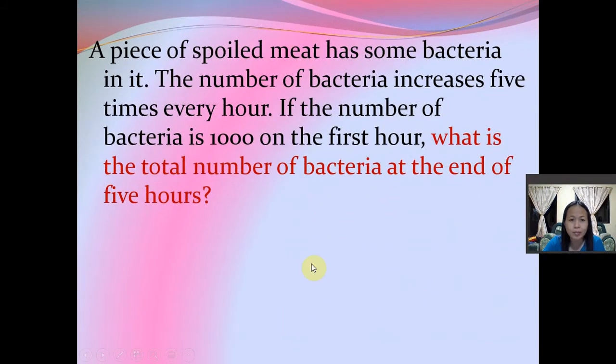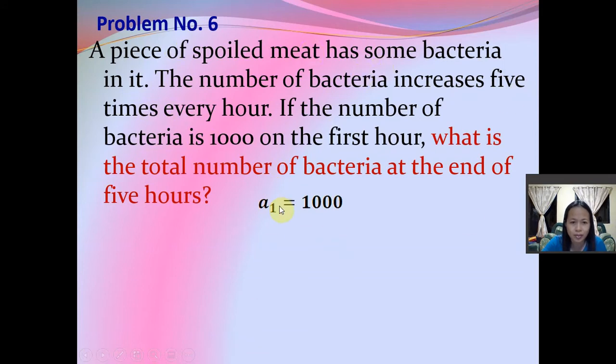Now, how about problem number 6? A piece of spoiled meat has some bacteria in it. The number of bacteria increases 5 times every hour. If the number of bacteria is 1,000 on the first hour, what is the total number of bacteria at the end of 5 hours? What do you think is the kind of sequence we're talking about here? Take note, every hour, the number of bacteria increases 5 times. So it's 5 times every hour.